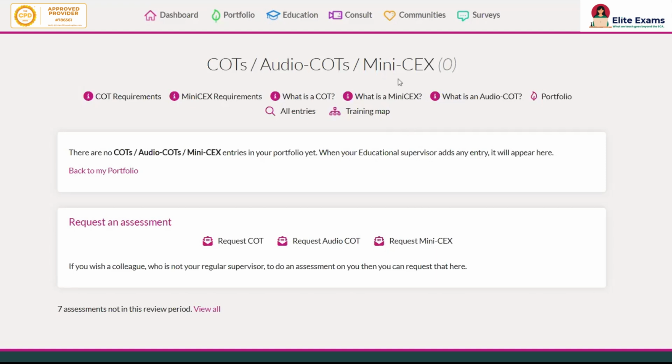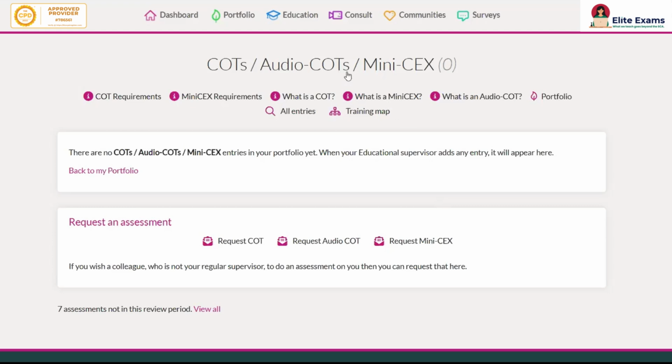So if you do a MiniCEX with your supervisor, you can also be proactive and say, this patient, I want to do a MiniCEX today. Can you observe me do this? Because you have your portfolio to tick. When you've done that, remember you have discussed with whoever the assessor is that this is a MiniCEX. You have to inform them. You now go to your portfolio, you click on request MiniCEX.